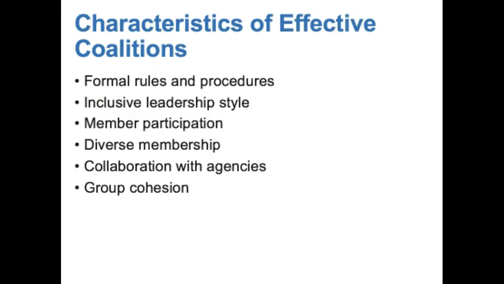One approach to fostering diversity is through including diverse stakeholders in the development and evaluation of a health program. This can be done through forming a coalition, or a group of individuals or organizations coming together with a common goal. Here you will see some of the key aspects of a successful coalition, such as one that encourages member participation, an inclusive leadership style, and diverse membership. Having formal rules and procedures are also essential to keeping a coalition focused.